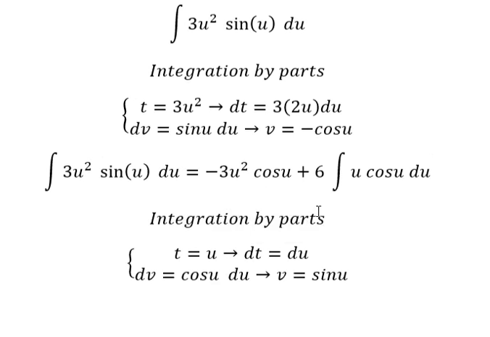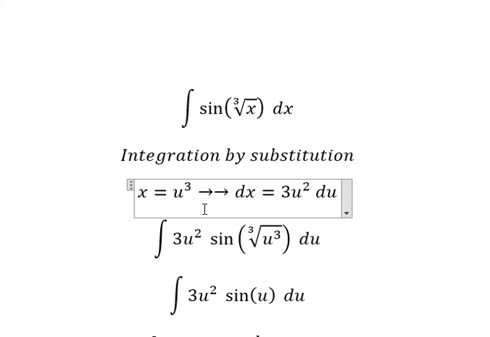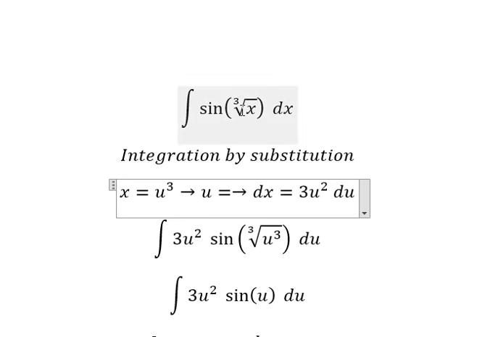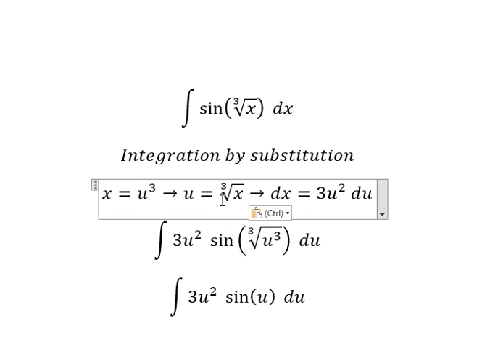About u, that is this one. So we put the cube root on both sides, and you got u equals to this one. So we need to change u into this one.